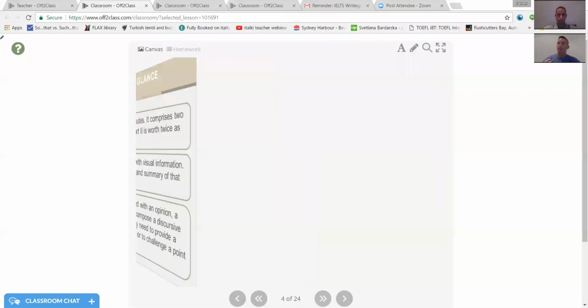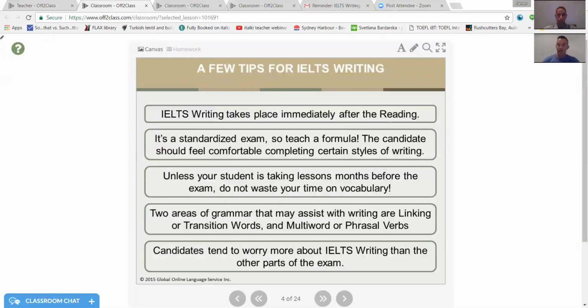A couple of things to know about IELTS writing: it takes place immediately after reading, and you don't get much of a breather, but it is a different task. Listening and reading are quite similar because you have 40 questions in both the listening and the reading section.